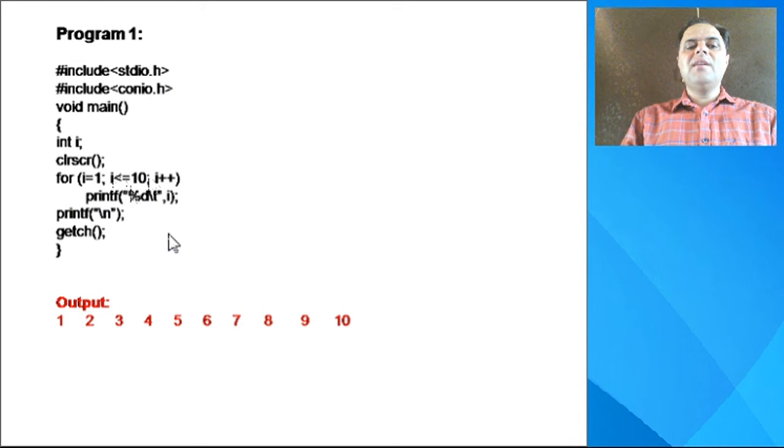7 is less than or equal to 10. Then it will print 7. i becomes 8. 8 is less than or equal to 10. It will print 8. And 9, and it will print 10. And after 10, i becomes 11. 11 is not less than or equal to 10. If this condition fails, it will go out of the loop.